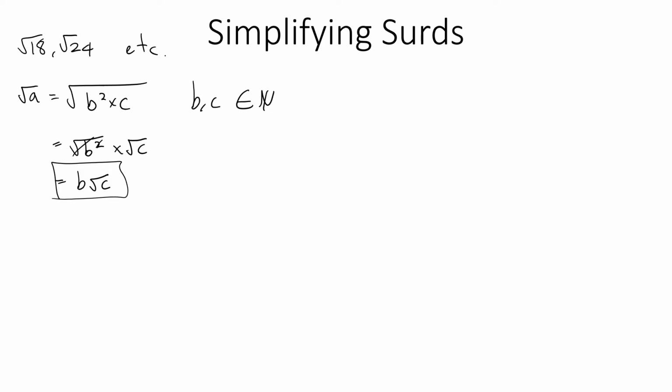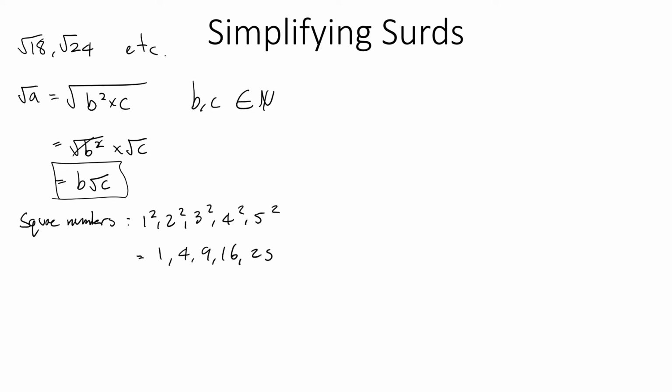Now just a quick recap. Square numbers are numbers that you get when you multiply a number by itself. So basically the most common ones are 1 squared, 2 squared, 3 squared, 4 squared, and 5 squared, which is equal to 1, 4, 9, 16, and 25. Now let's try an example.